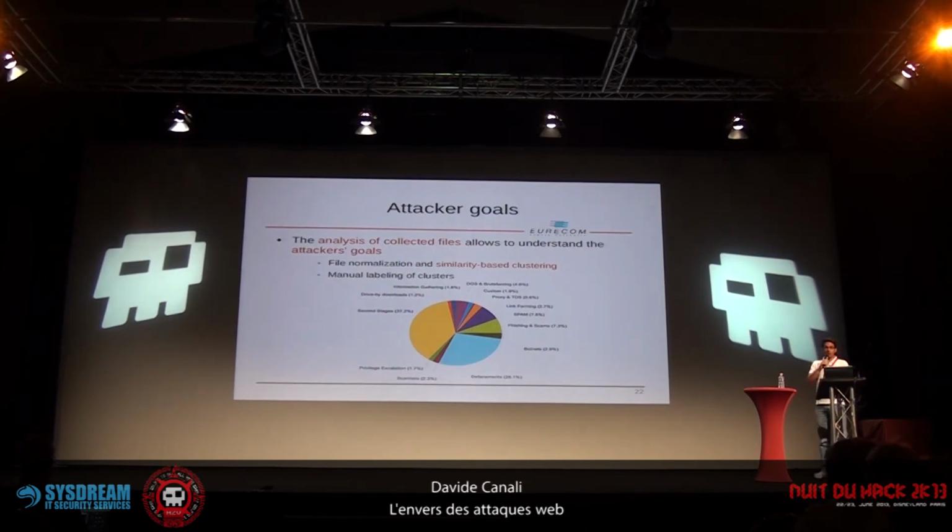So all this analysis led us to the final goal of our study: the analysis of the attacker's goals. By doing file normalization and similarity-based clustering on the files we collected, we were able to build clusters of behaviors. We manually labeled these clusters, and we found out that in 37% of the cases, attackers attack websites to perform a second stage of the attack, so to perform a manual attack.